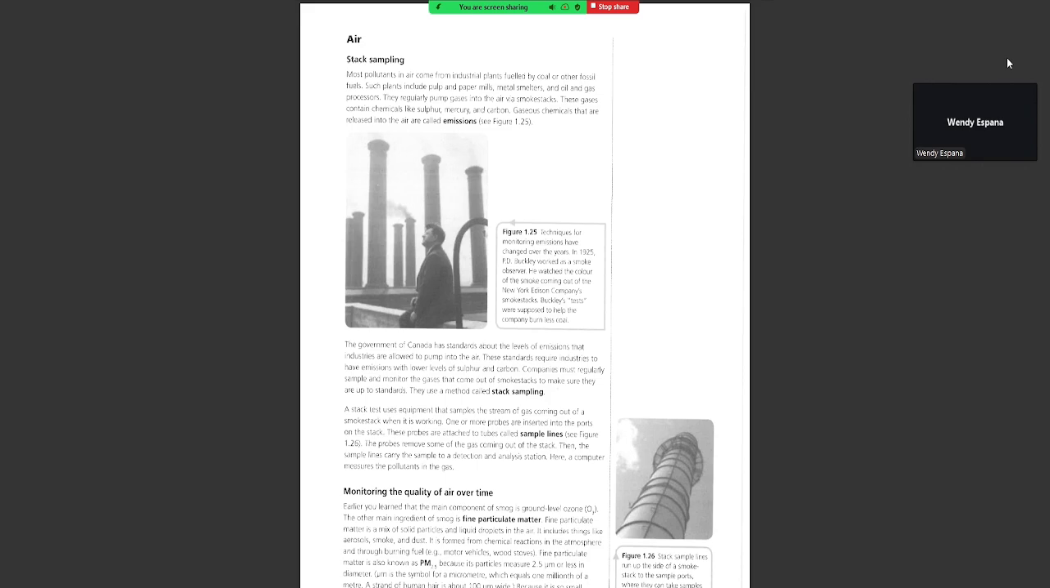If they're being produced by a factory, there are probably chemicals like we already talked about, sulfur, mercury, and carbon in those, and you do not want to be breathing those in. They can cause serious health problems. So, monitoring the air over time is also extremely important, especially if you have smog.